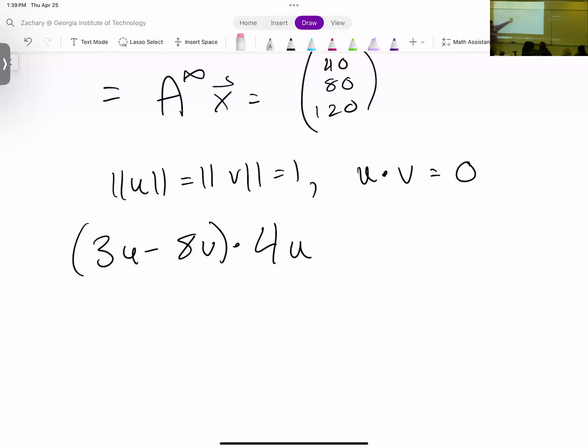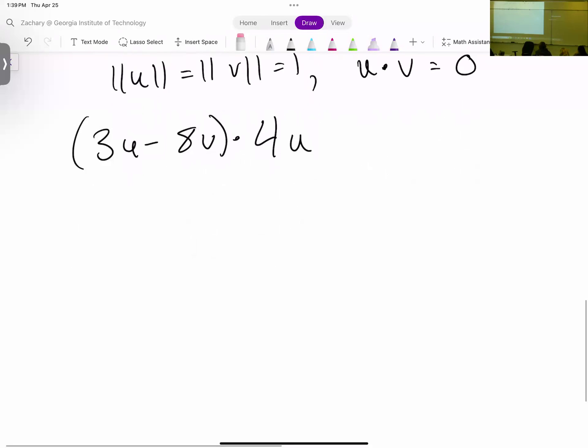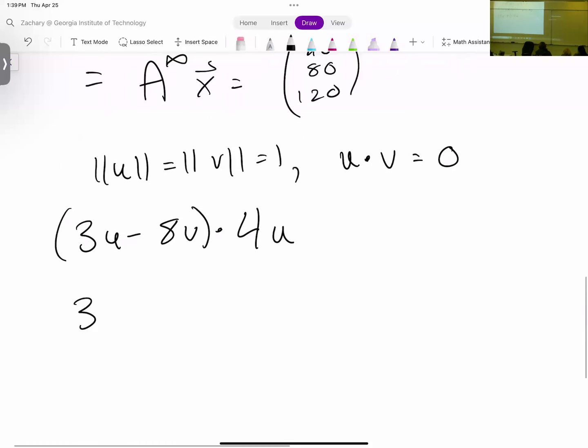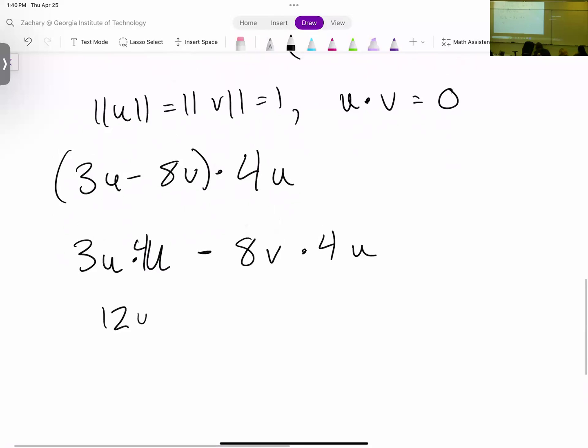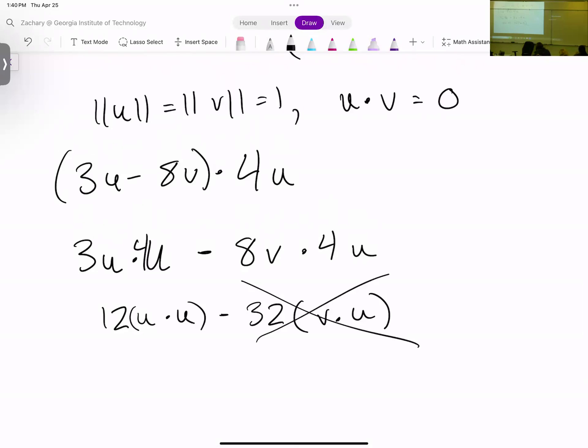In this class, we're talking about something that's linear. So how do you think we can break this up? Do you think we can just distribute this? It's a linear operator. You can think of it as just distributing. So we can change it to 3u dotted with 4u minus 8v dotted with 4u. This then gives me 12 (u dotted with u) minus 32 (v dotted with u). And what did we say v dotted with u is? 0. They don't point in the same direction. This goes away. What is u dotted with u? How much is something pointing in the same direction as itself? 100%.